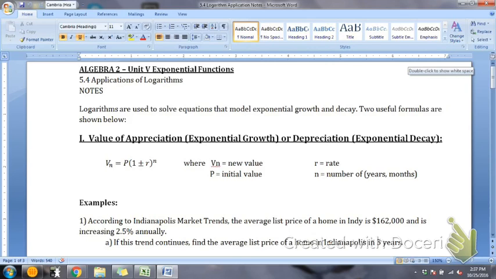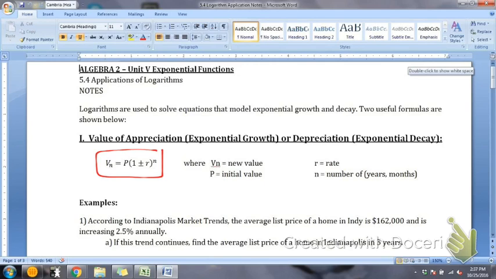So the equation that we're going to use for most of our word problems is this one right here that you see, where it says V sub n equals P times 1 plus or minus R raised to the n. Now, that seems really intimidating. It's not. But let's break it apart. Vn, and I'll tell you what they all mean just in case you forget. Vn means the new value. What is the new value you're trying to get to? It's another word for like the total. P is going to be the value that you start with.